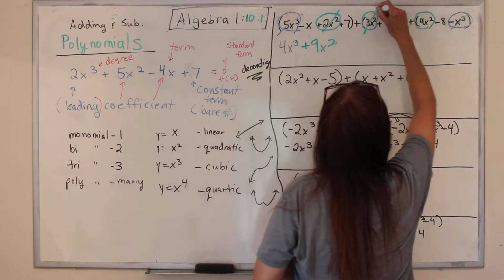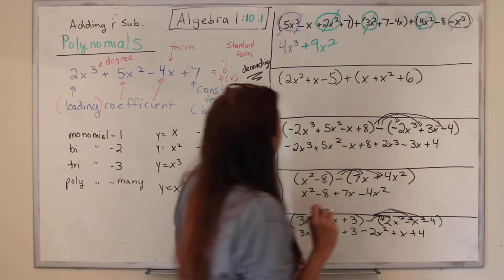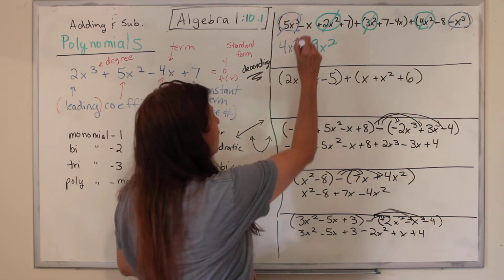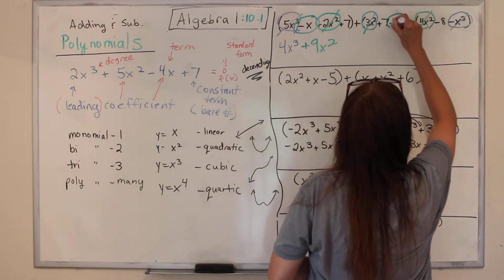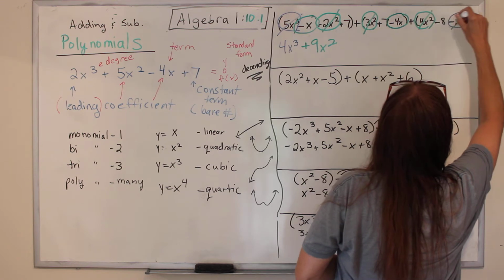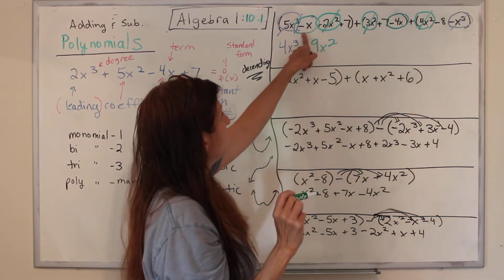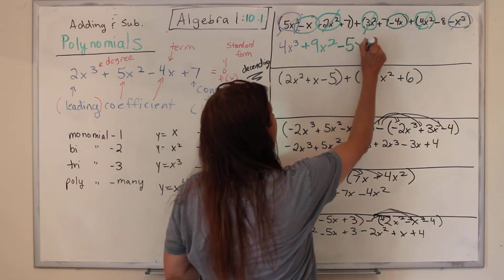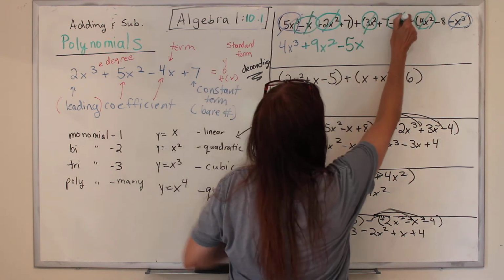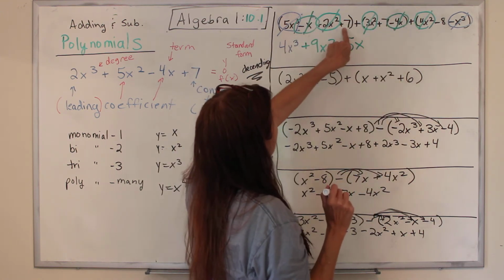Mark them off. Okay? Now the next one would be x's. So I'm going to circle them. There's a negative x. Go along and find them. There's another one. Uh-oh, I ran into my 7. Okay. So I've got negative 1x minus 4x is negative 5x. Mark those out. And now for my bare numbers.